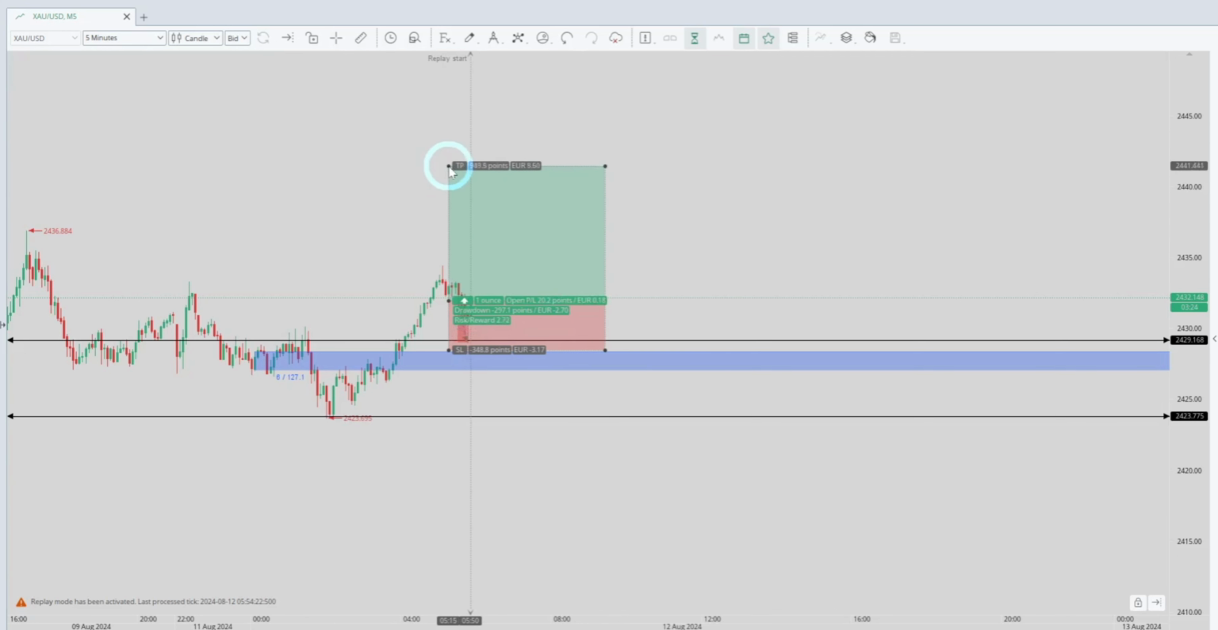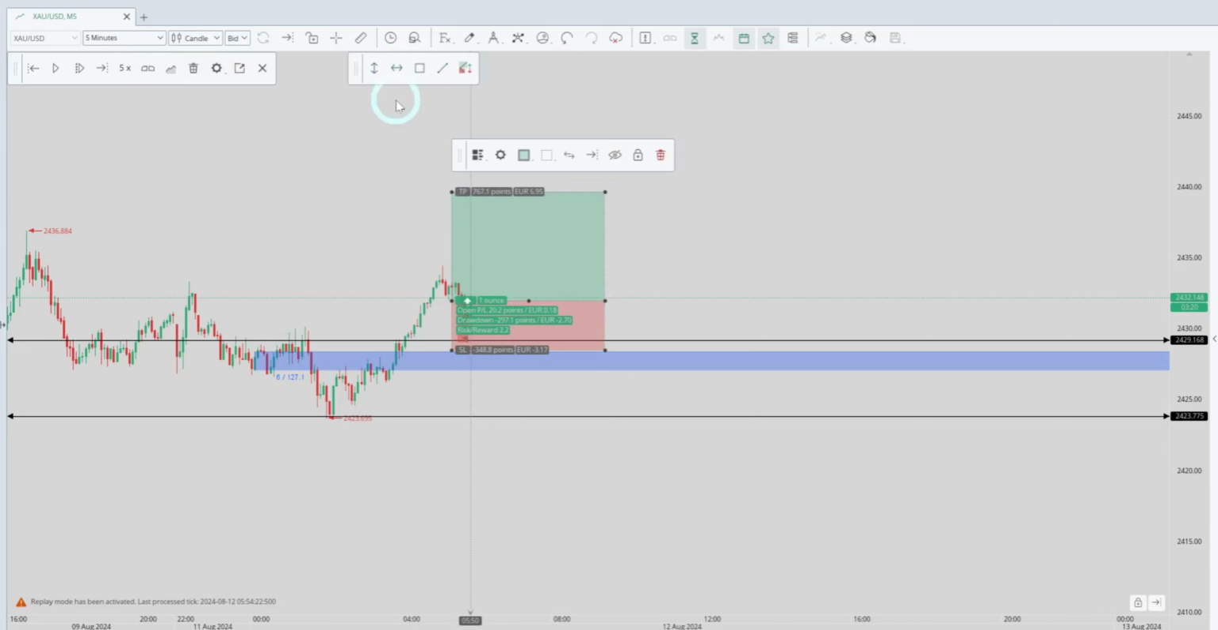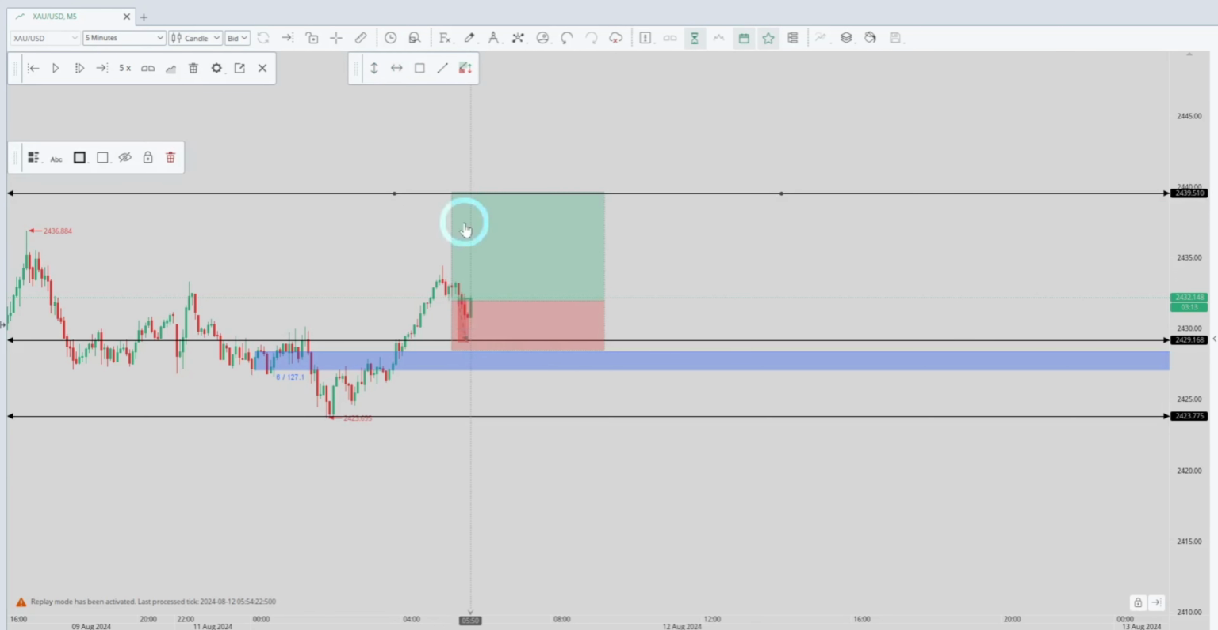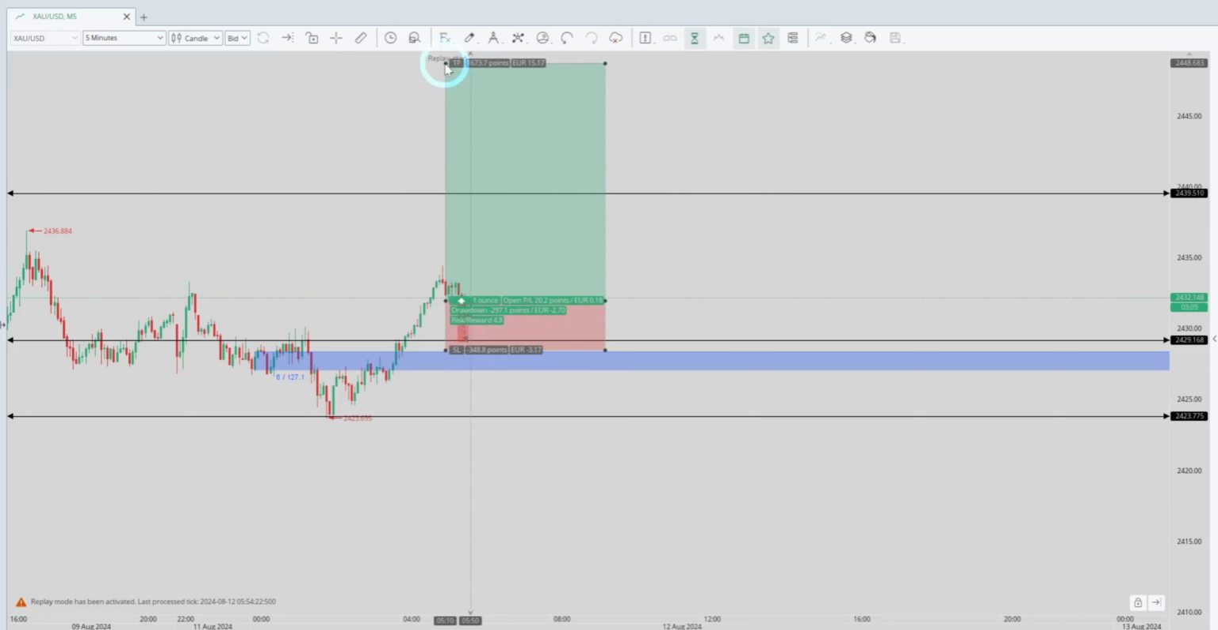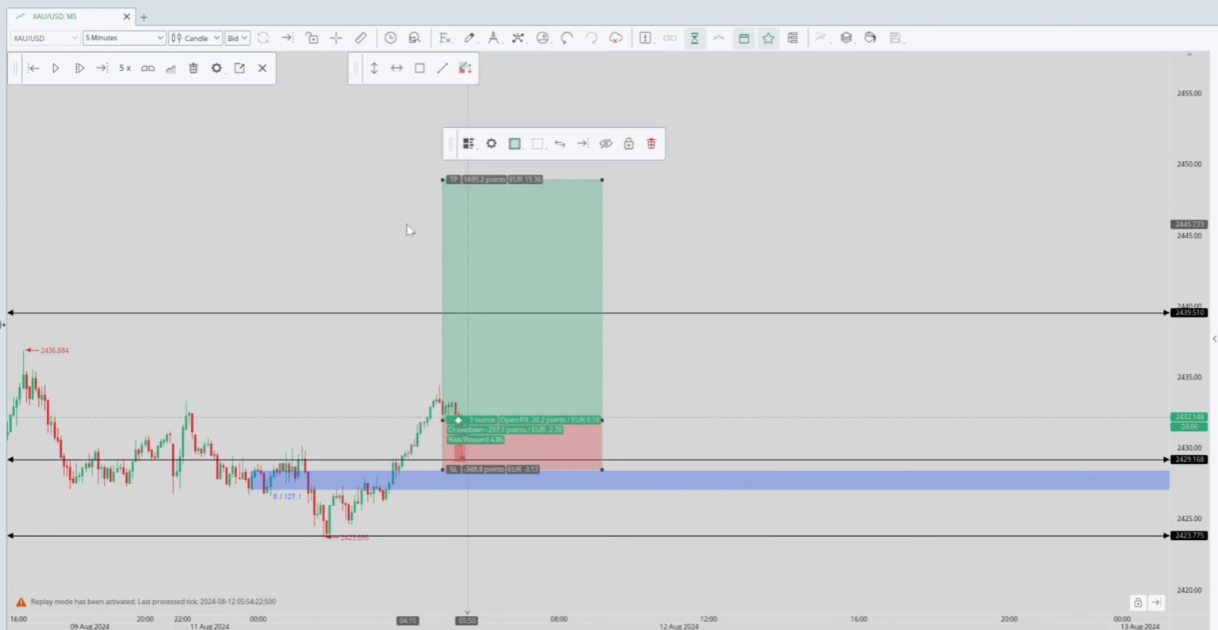So let's say your first TP was what, 1:2, right? Simple as that. So this is our first TP. If this is our first TP, let's mark it. This is our first TP. Then 1:4 is our what? Our second TP, right? Simple as that.